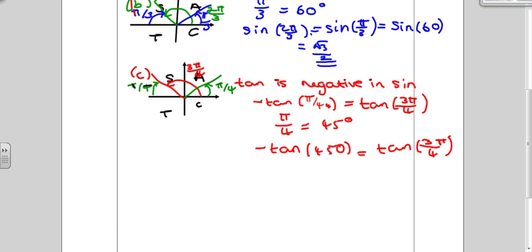And of course, from the previous page, we know that tan of 45 degrees is equal to 1. So that would be minus 1, which gives us minus 1 as our final answer.